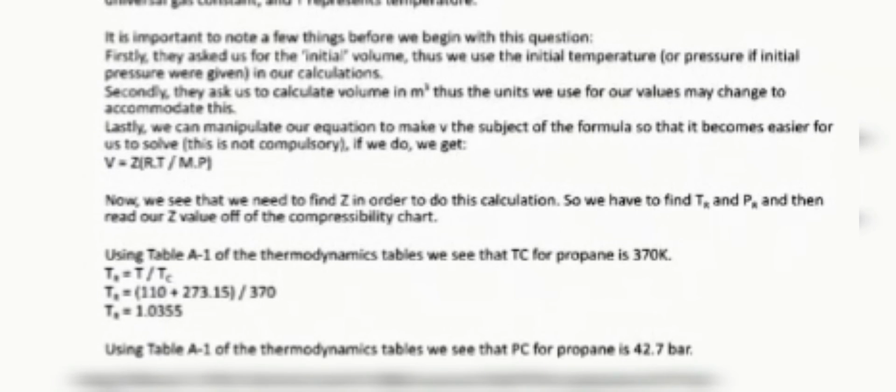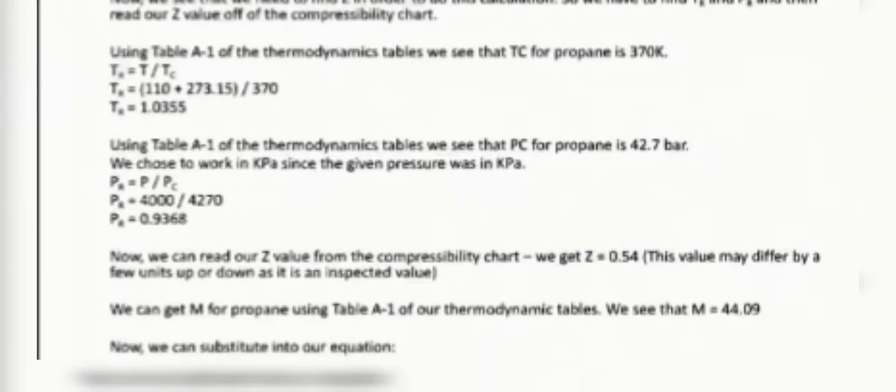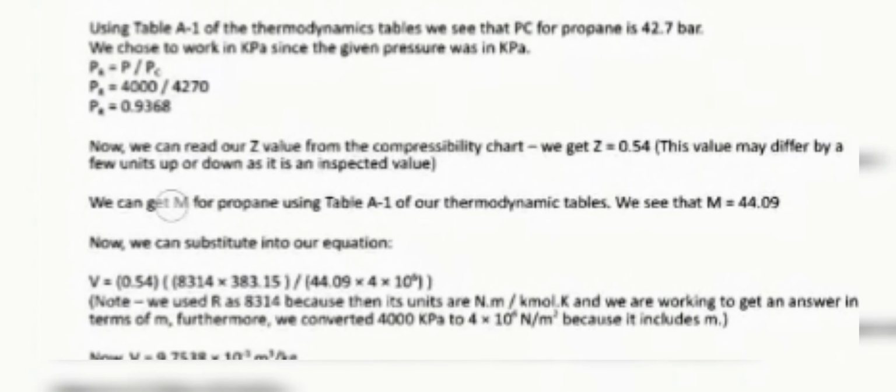Now we can see that we need a value for Z in order to solve this. We can easily find our values for TR and PR using these equations, and thereafter we can read Z off of our compressibility chart. We can see that Z will be equal to 0.54 approximately. Once we have this, we can substitute into our equation. Note that M represents molar mass and it can be found on table A1 of our thermodynamic tables.